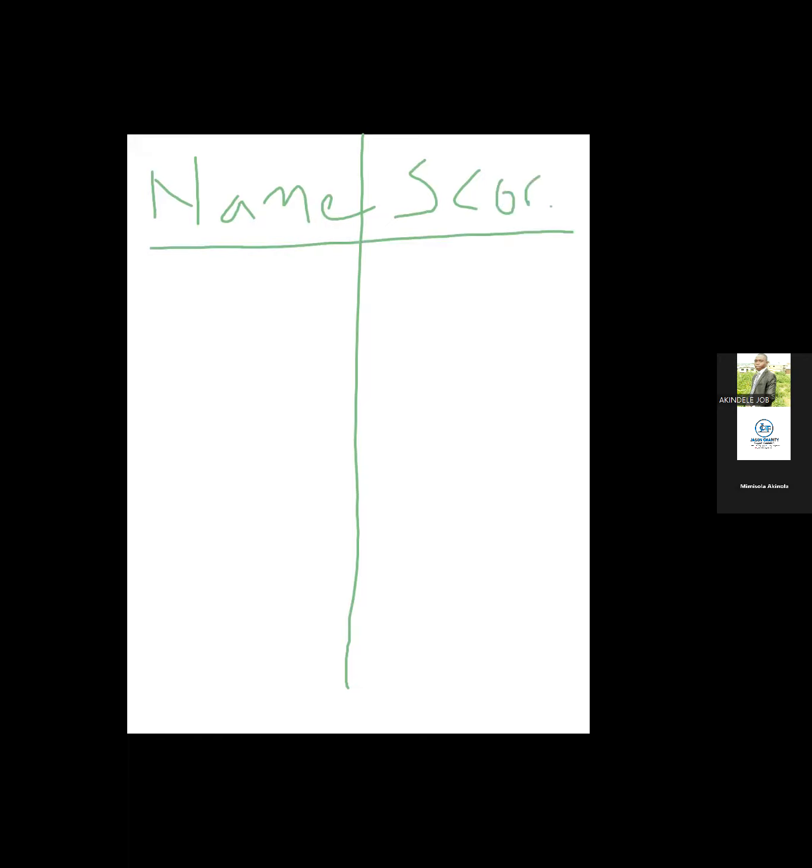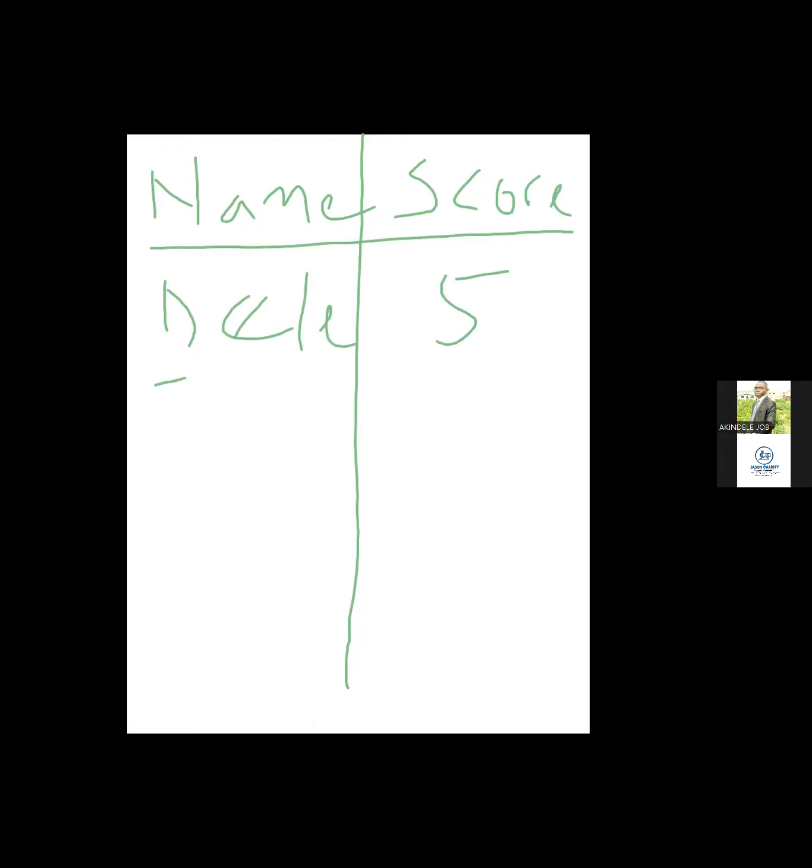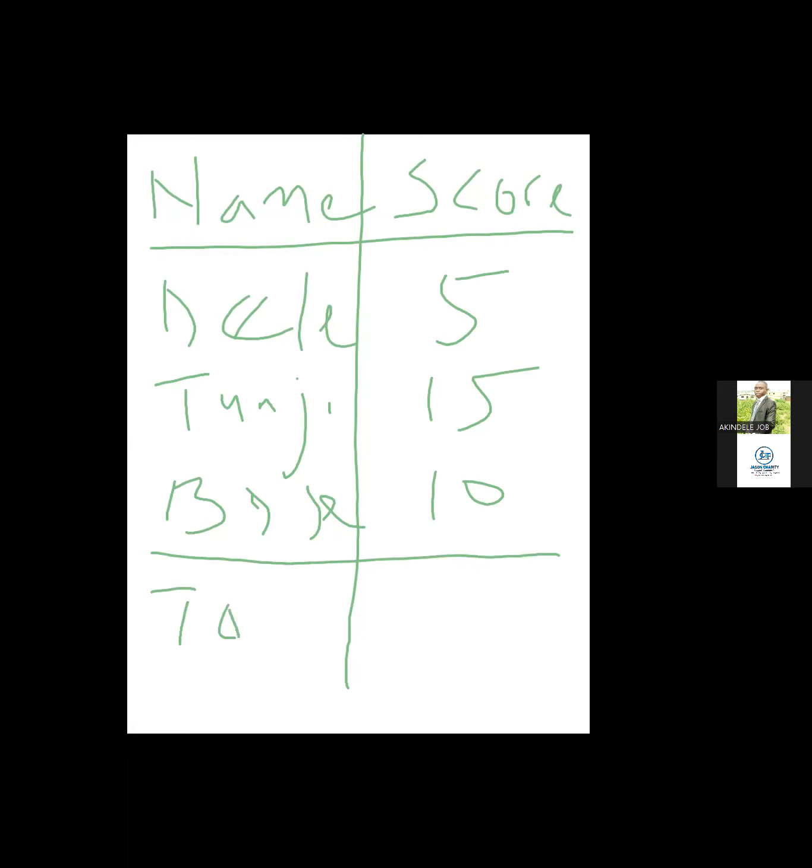Let's say the first person is Daily, with 5 marks. 2G, let's say 15 marks. WASSCE, 10 marks. Now, the first thing we have to do is to get the total. So we must get the total, that is 5 plus 15 plus 10, which will give us 30. That is the first thing we have to do.